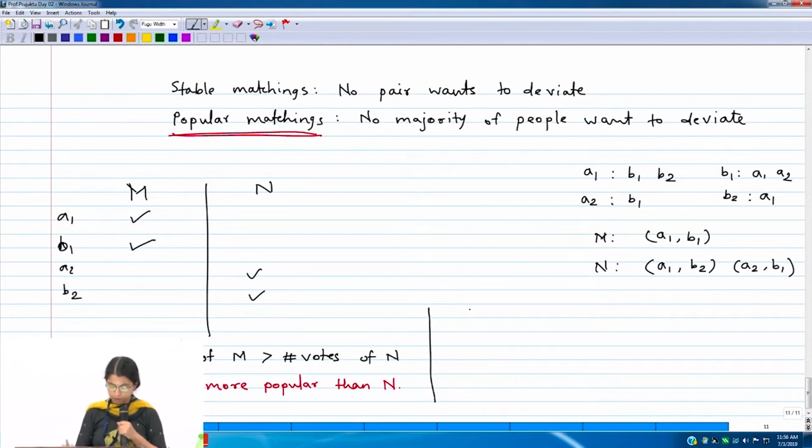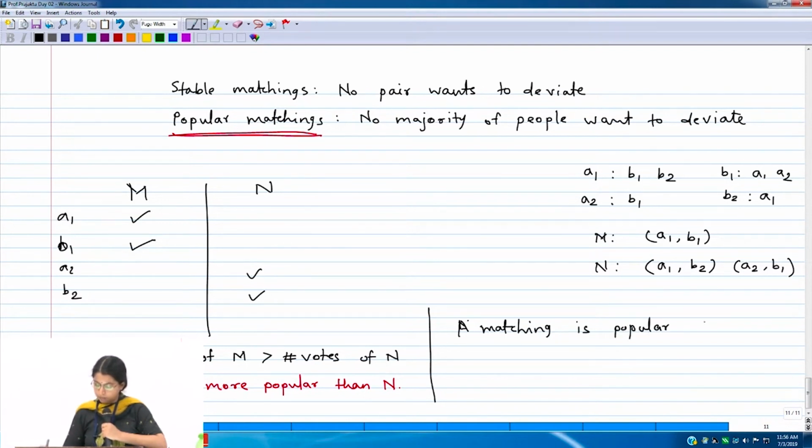Here we wrote it in terms of two matchings, that is, M is more popular than N or N is more popular than M. But when do we say that a matching is popular? A matching is popular if there is no other matching which is more popular than it.